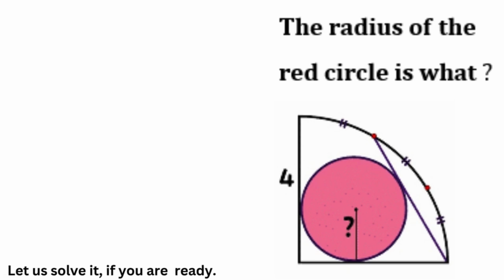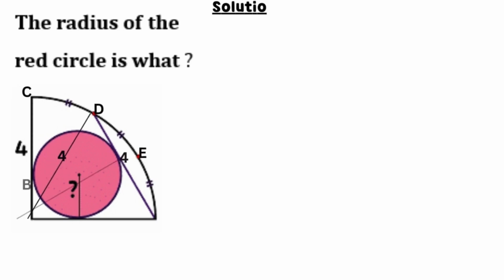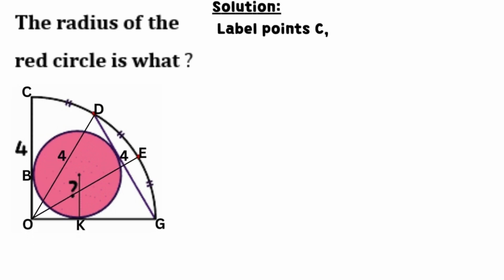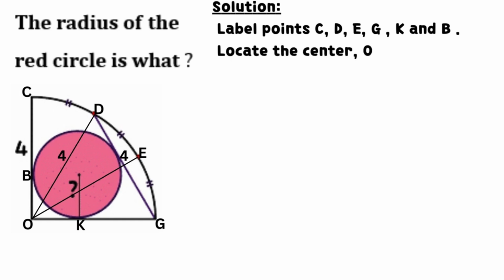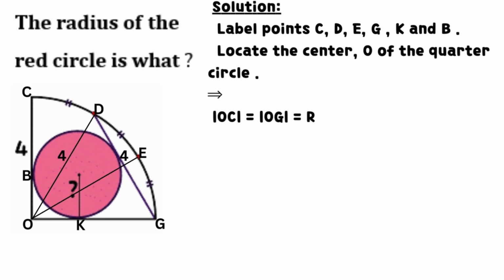Find the radius of the red inscribed circle. Label points C, D, E, G, K, and B. Locate the center, O, of the quarter circle.